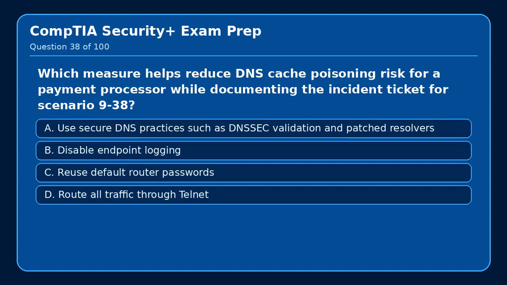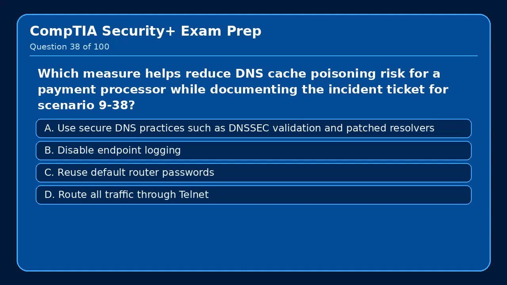Question 39. A user at a school district joins a fake Wi-Fi network imitating the office SSID. Which attack is most likely as part of the risk reduction project for scenario 9 to 39? A. Evil twin. B. Directory traversal. C. Logic bomb. D. Blue team exercise. Take a moment to choose your answer.